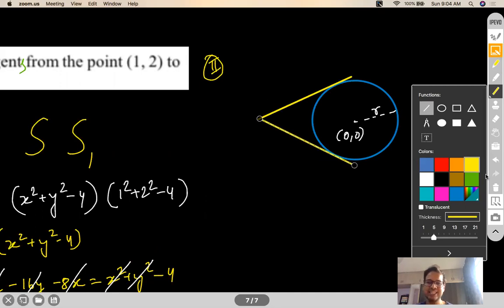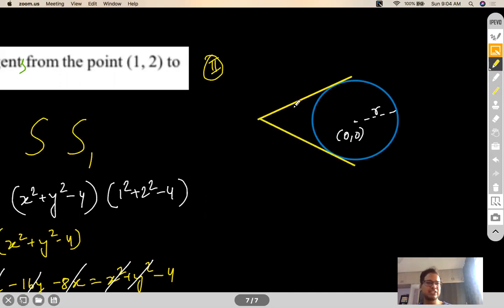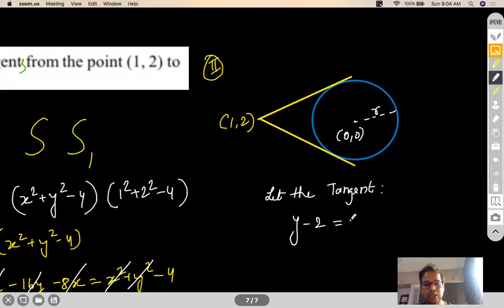So let me tell you a method to get the separate equations first of all. Separate equations can easily be obtained by using your basics. Now, what is the basic? You'll say, let the tangent equation be y minus 2 is equal to m(x minus 1). So you know that both of these tangents are going to pass through (1, 2). So what I did, I chose an arbitrary slope, let's say m, whose value is not known to me, and I made an equation of a line from it.